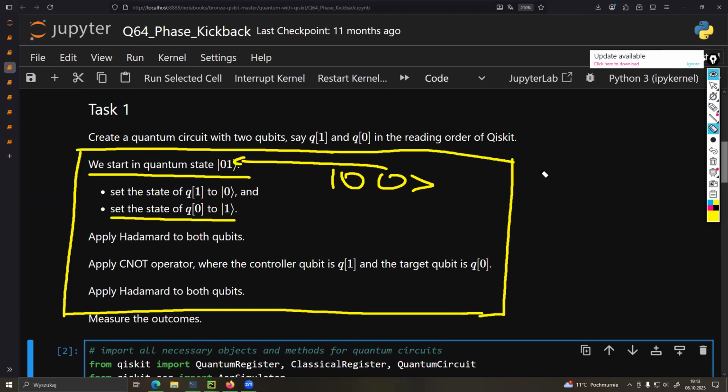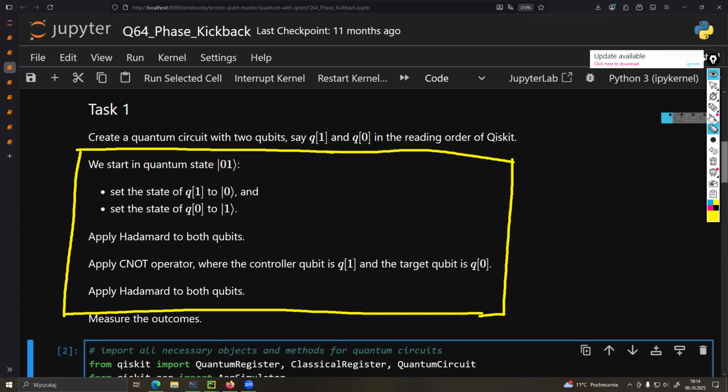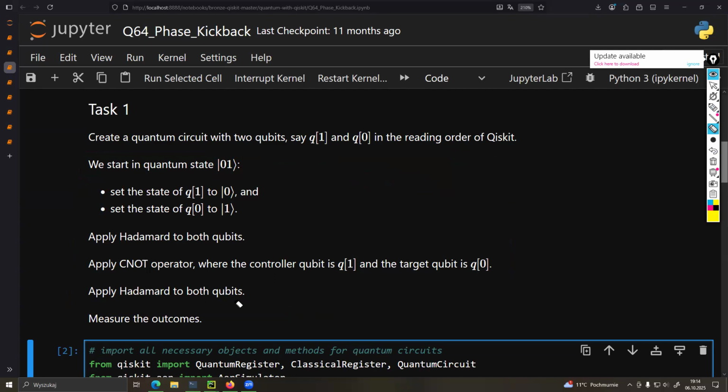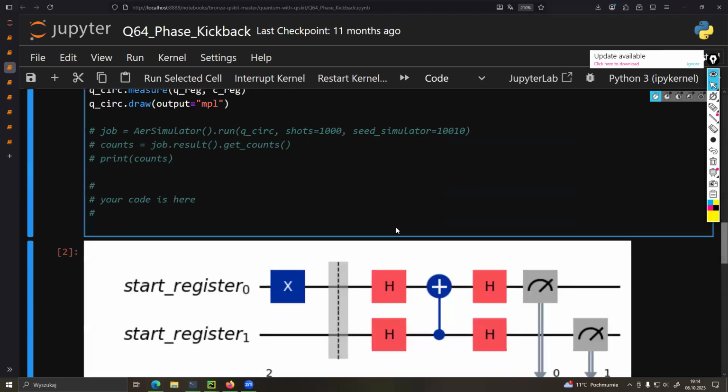Notice that there is a certain notation to it. This is the least significant bit, and this is the most significant bit. The least significant bit starts from the far right. And then what do we do? Apply Hadamard to both qubits, apply the CNOT operator, where the control qubit is Q1 and the target qubit is Q0. And then, yet again, we apply Hadamard to both qubits. So this is our circuit.